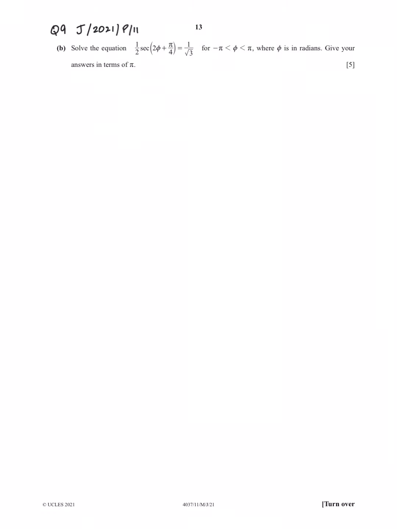Alright, it's June 2021, paper 1, question number 9, part B. Solve the equation: 1 over 2 sec of the angle 2 phi plus pi over 4 equals 1 upon root 3, in the range from minus pi to pi, where phi is in radians.